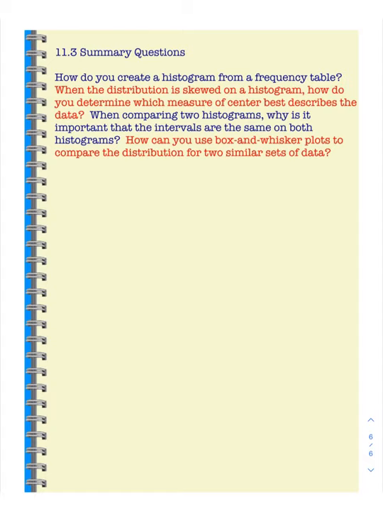And then how can you use box and whisker plots to compare the distribution for 2 similar sets of data? Well, box and whisker plots lay out the median and the highest and lowest numbers quite nicely. When they're on the same line using a double box and whisker plot, then it's much easier to compare the two because the boxes are right next to each other.